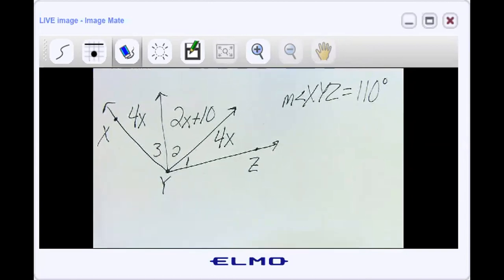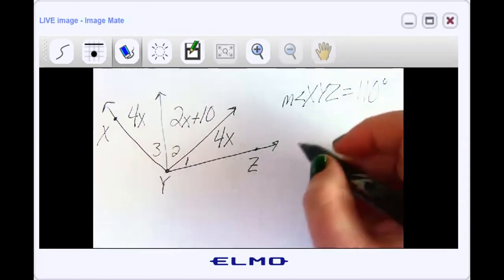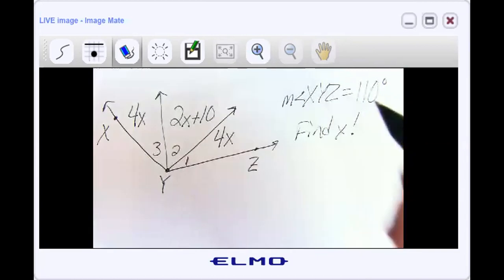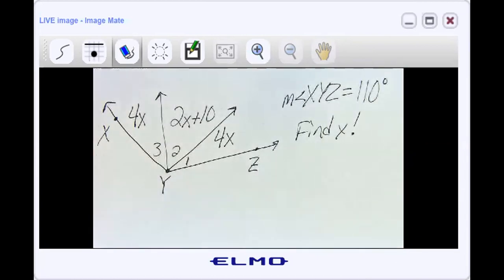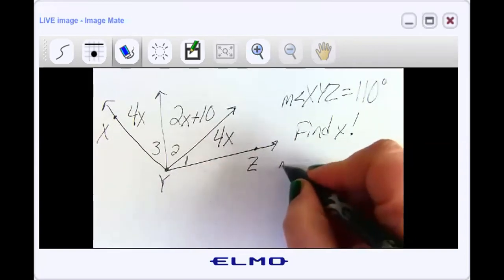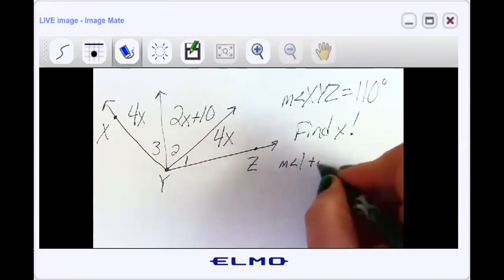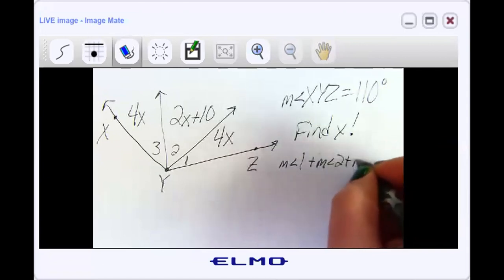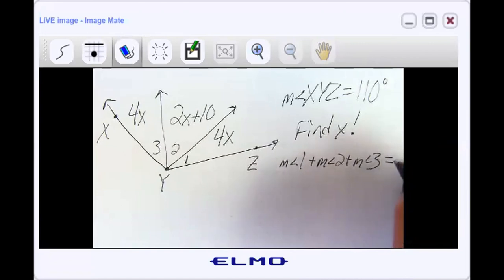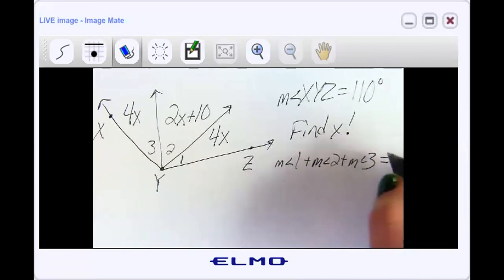Okay, so given all of this information, can you find x? I have the equation. Tell me. Well, hold on. Actually, before you tell me, I'm going to write just my general. I'm going to add all 3 angles together this time because there's 3 of them. And all together, they're still going to equal the whole big angle, which in this case is XYZ.